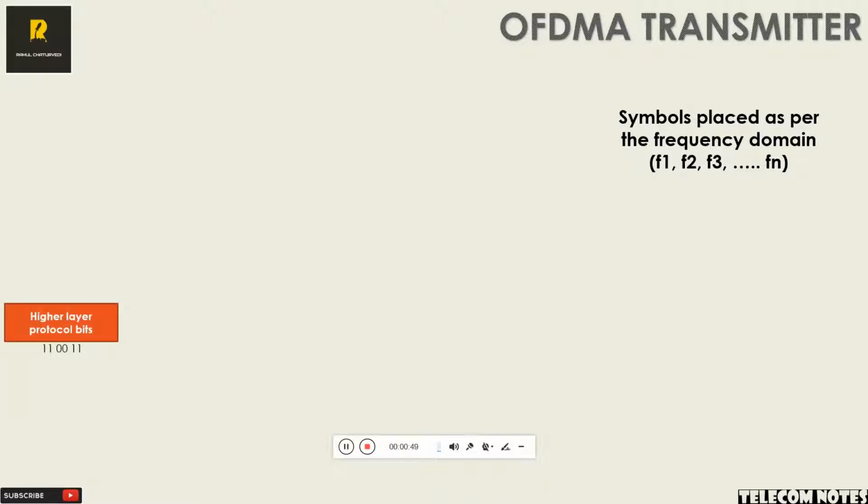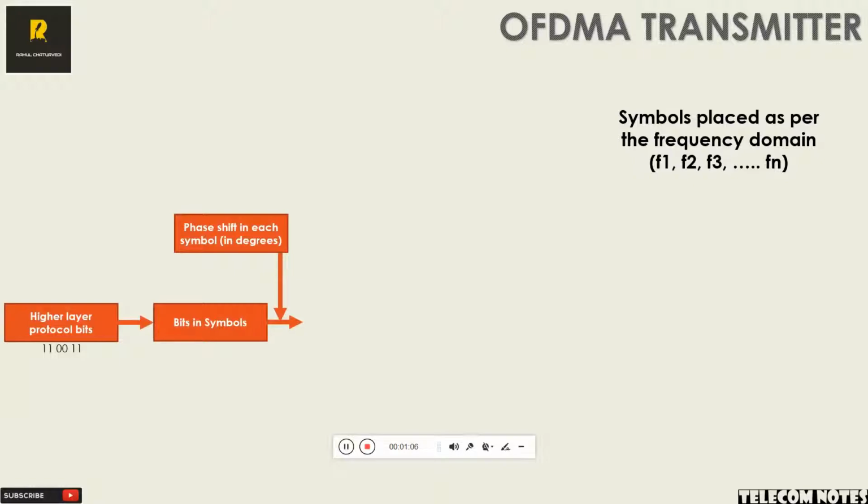Starting from the block diagram of the transmitter, as you can see, the higher layer protocol bits are received from the higher layer. After that, those bits are transformed into symbols, and a phase shift is provided to each symbol in such a manner that they are orthogonal to each other. So each symbol is orthogonal to each other. That's the orthogonality concept of OFDMA.